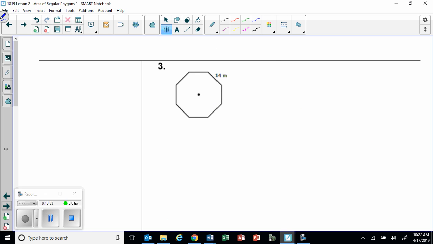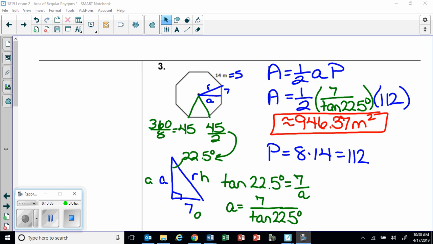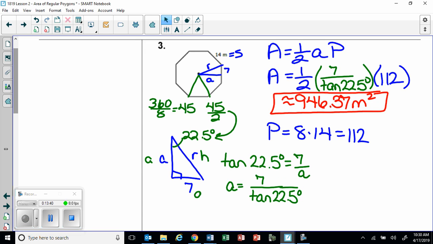Go ahead and pause the video and try this one on your own. Okay, I'm going to spend a little more time talking you through this one. I have an octagon, so I need to use my 1/2 apothem times perimeter formula. I didn't know the apothem, I didn't know the perimeter. Okay, I did, however, label my diagram, going ahead and putting in the apothem, the radius, and cutting the side length of 14 in half for 7, so that then when I pulled out my triangle, I at least had one side length on my triangle.